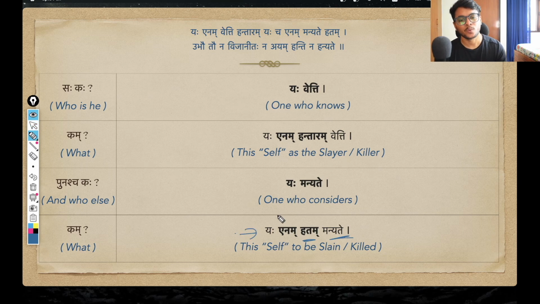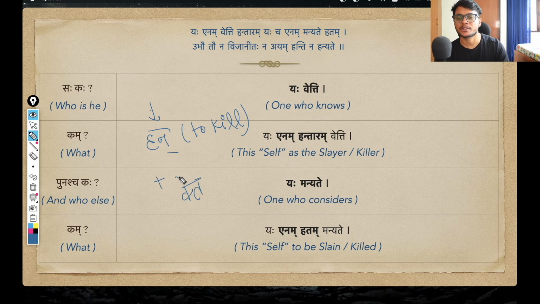Okay. That one who considers enam. We already know enam is talking about this self, this jivatma. So one who considers this self to be hatam, to be slain or to be killed. Okay, hatam, let us understand this word. So now we will see the second modification of the same verb root han. Han again means to kill, and here we are modifying using ta pratyay. And ta pratyay again, the most common pratyay that we encounter in almost every shloka.